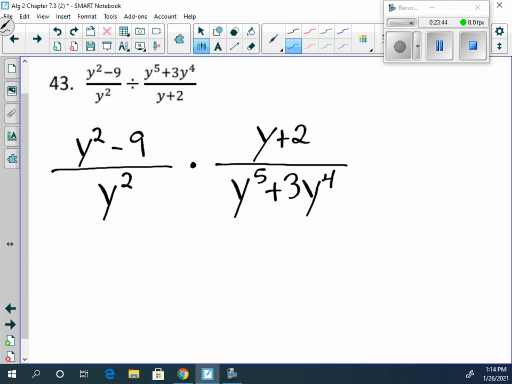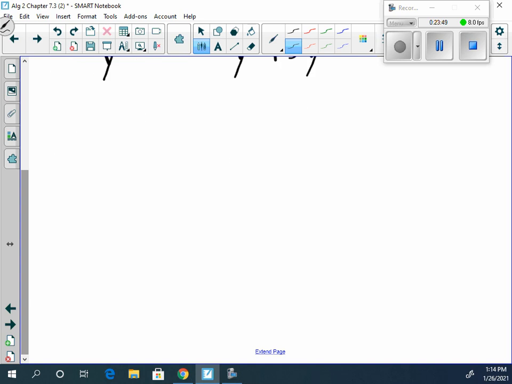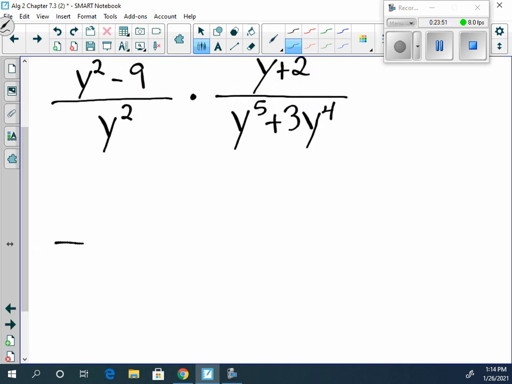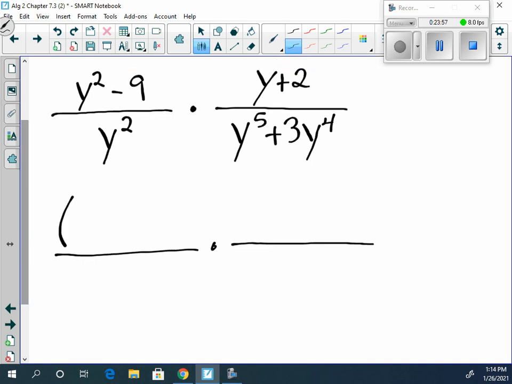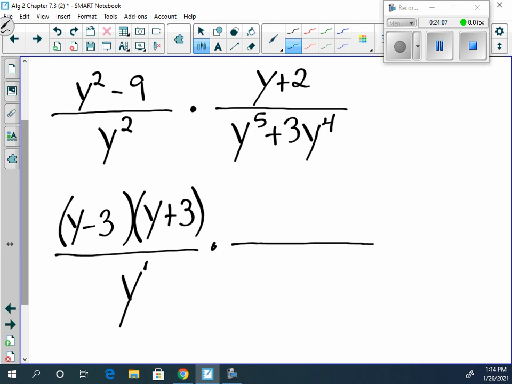Any questions on this here so far? All right. Let's go on and factor what we can. So looking at y squared minus 9, that will factor to what? Because y squared minus 9 is a difference of perfect squares, so we'll have y and y, 3 and 3. Y squared does not factor. Y plus 2 doesn't factor.